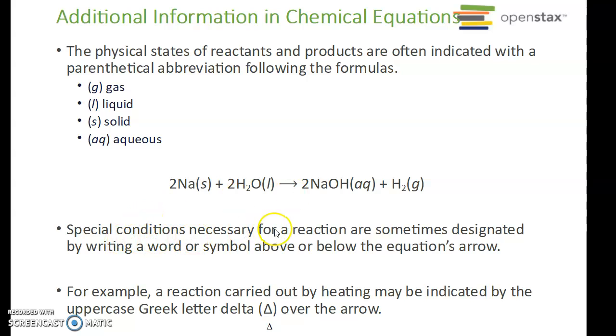Special conditions necessary for the reaction are sometimes designated by writing a word or a symbol above or below the equation. For example, the delta, okay, over the arrow means that heat is added to the reaction to go from the reactants to the products. Sometimes something is put in there as a catalyst as well, and so you write out the name of, or the letter designation of that particular compound. But that's the special conditions in which either catalyst or heat are added to an equation.